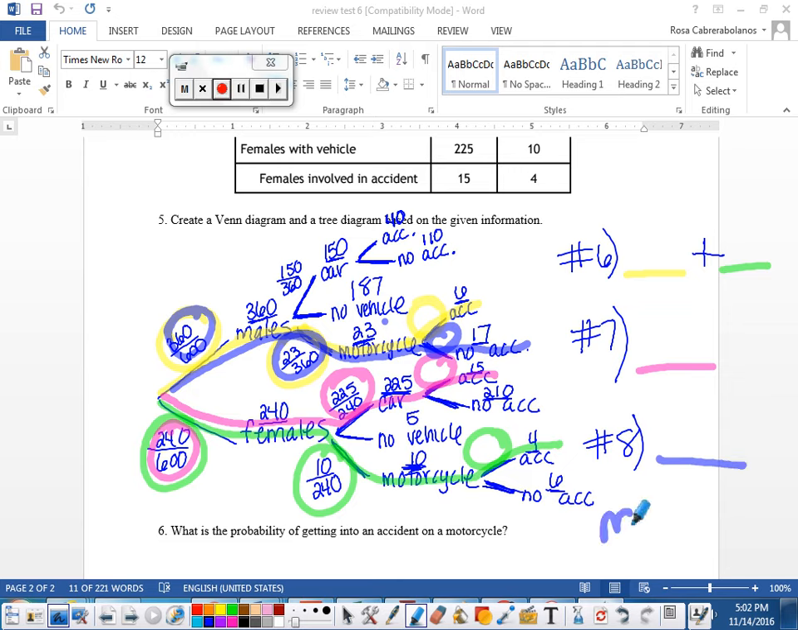Remember, you are multiplying. Don't go and try to add. The only place we added was right here, and that was because it was 2 different branches that you followed on this tree. Alright, this is all for the review.